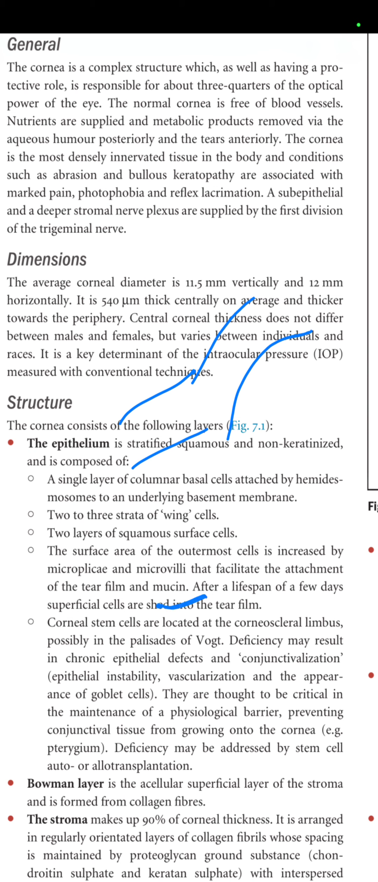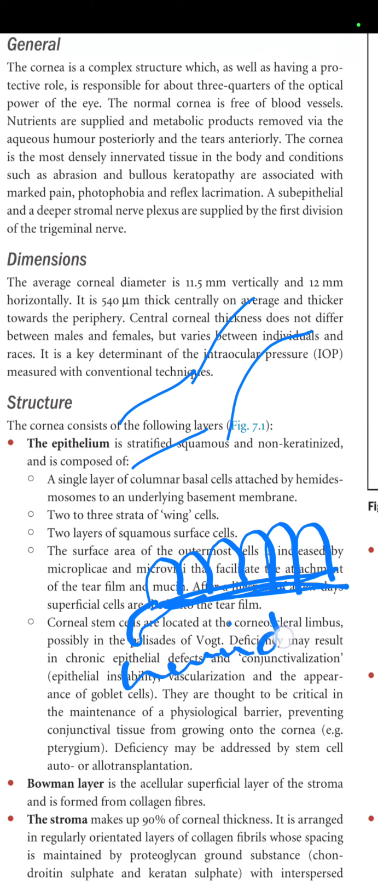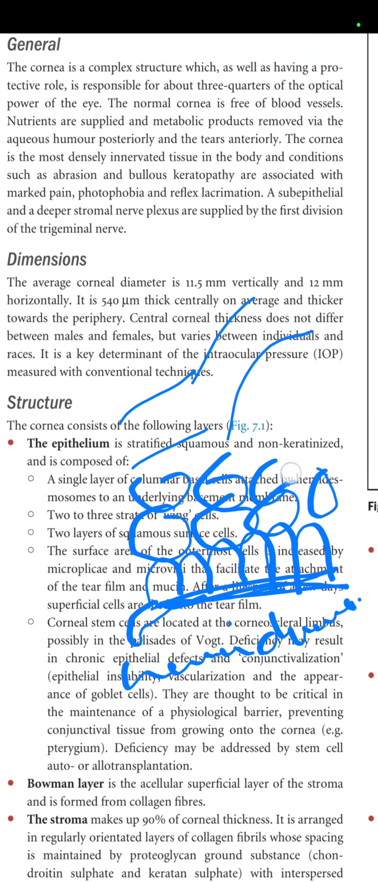First we are going to talk about the columnar basal layer. A single layer of columnar basal cells attached by hemidesmosomes to the underlying basement membrane. So there is a basement membrane and there are the columnar cells, and what connects them to the basement membrane are the hemidesmosomes. And then there are 2 to 3 strata of wing cells, 2 or 3 layers.